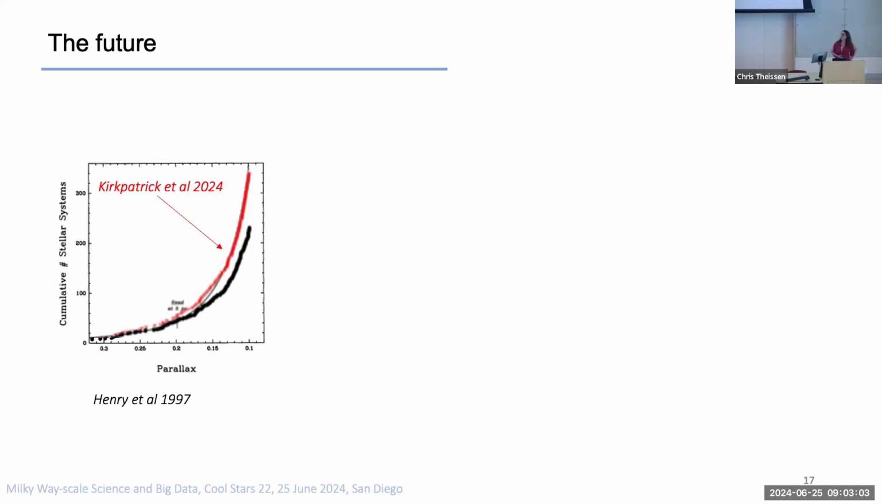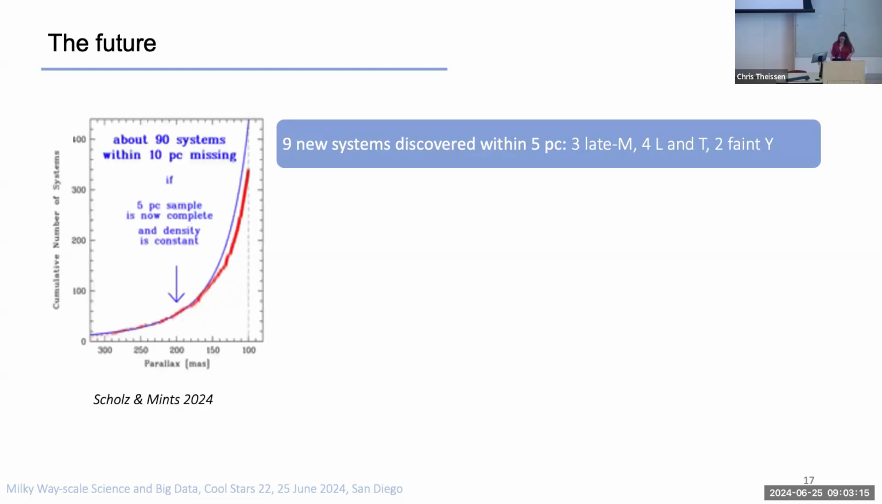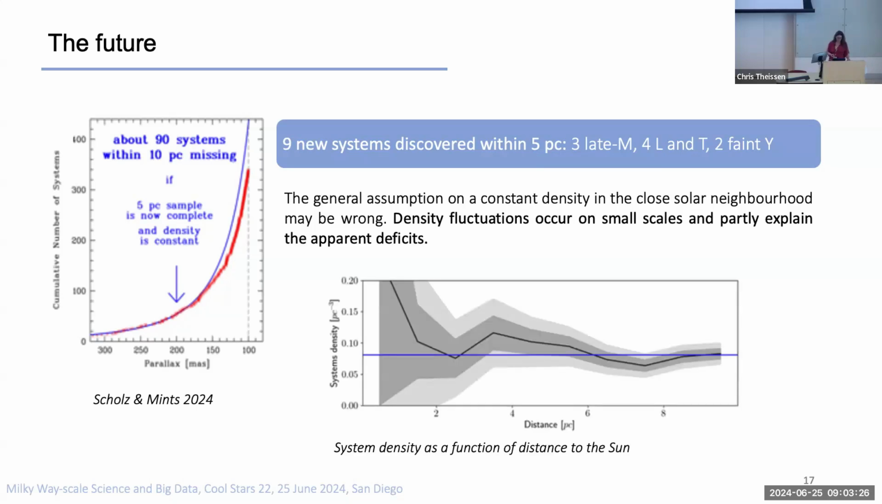The job, but no, because a new system has been found within 5 parsec. So if you redo the reasoning, you will find that today we are missing 90 systems. So it looks like a never-ending story, unless we question the assumption that the density is constant. Maybe the fluctuations that are shown here are real. And Scholz and Mintz showed that actually they can partly explain the apparent deficits. But still there is some work to do.